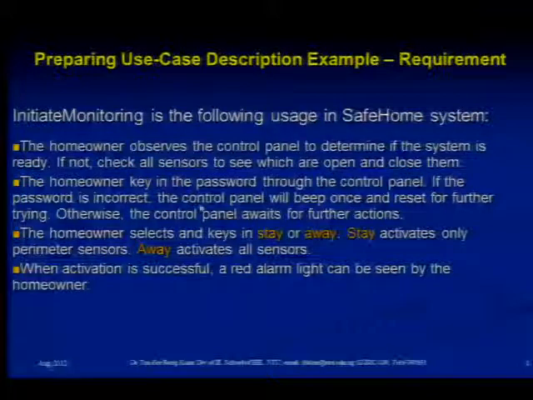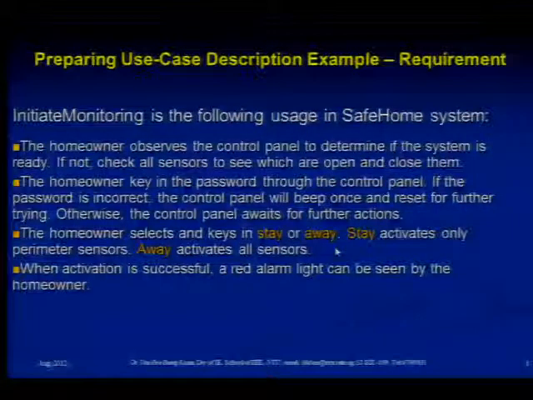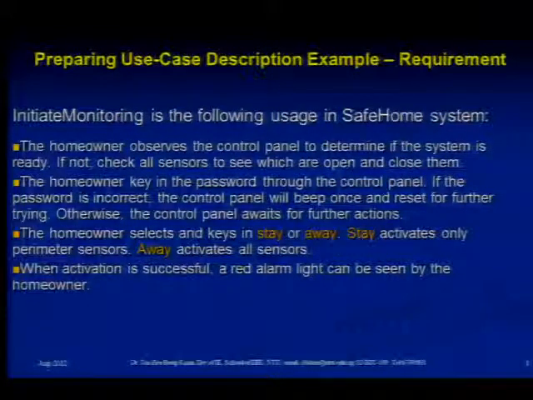If his password is incorrect, the control panel will beep once and reset for further trying. This is the requirement. Otherwise, if it's okay, the control panel will proceed to the next stage for the homeowner to choose which option he wants to activate the alarm system, because there are two options here, either stay or away. There are two modes for activating this system. Okay. These are for different purposes.